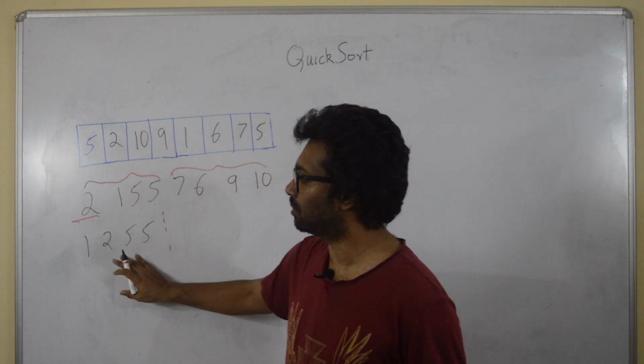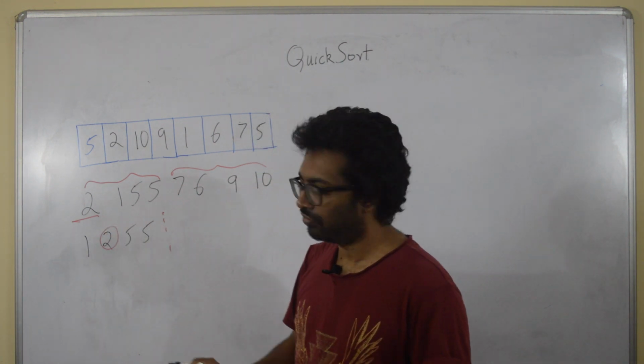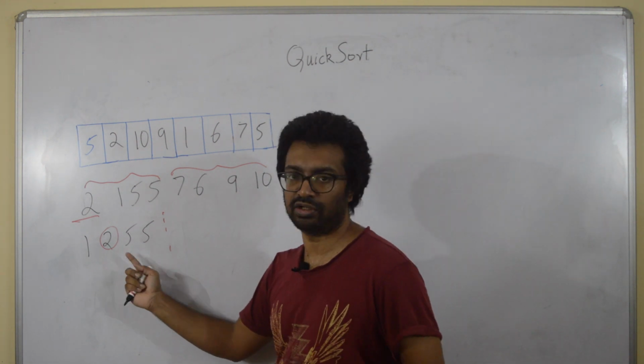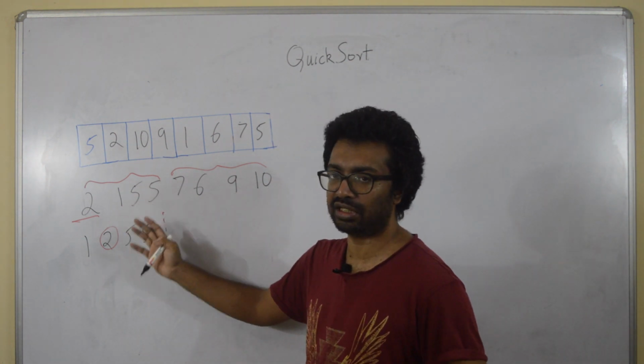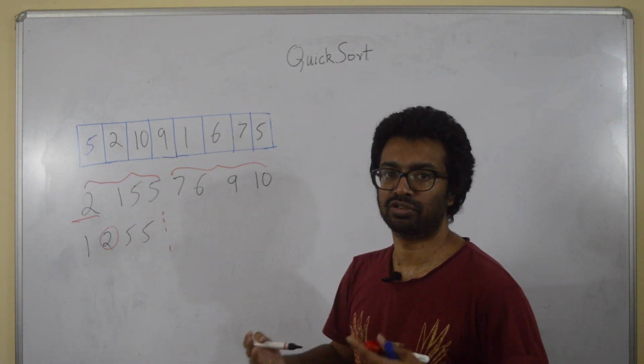Now if this was not sorted, we would have to sort this side of the array also. This was the pivot, right? If this was some other numbers, we would have to sort this also. But now we don't have to go further because it's already sorted.